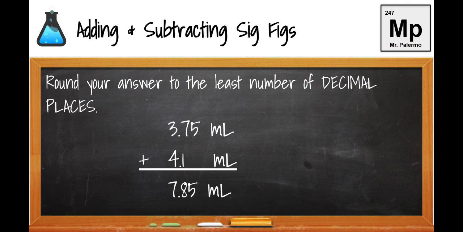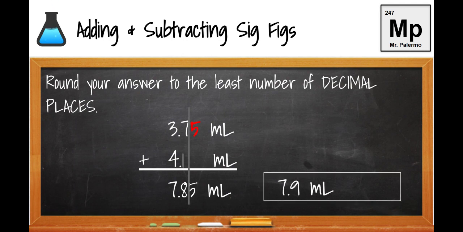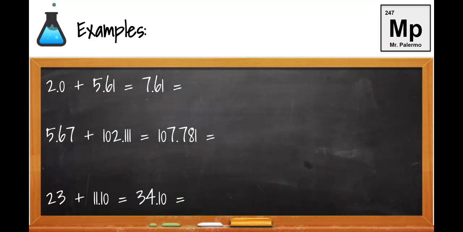We have 3.75 milliliters and 4.1 milliliters. The calculator answer is 7.85. However, my 4.1 was only measured to the tenths place, which means my final answer has to be rounded. I'm going to round that to 7.9. So I do my complete math, but I recognize that I have one place after the decimal in the 4.1, so my answer can only have one place after the decimal. Subtraction works exactly the same.